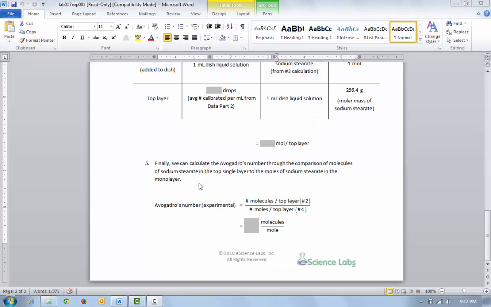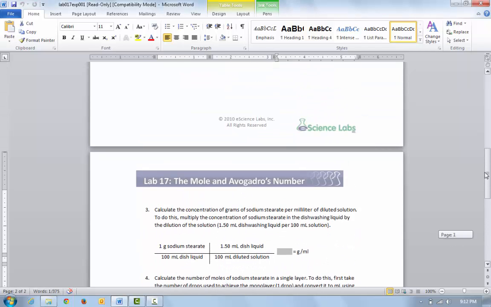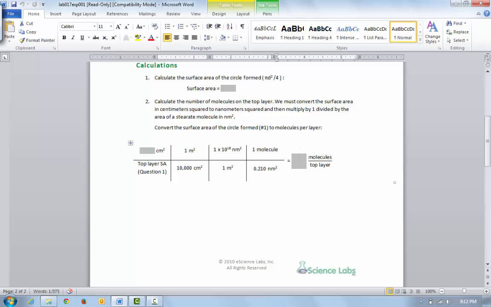Now finally, for number 5, we're almost done. We're going to take the number of molecules for the top layer. That's the answer from number 2. So we're going to go all the way back up here to number 2. That's going to be this number.